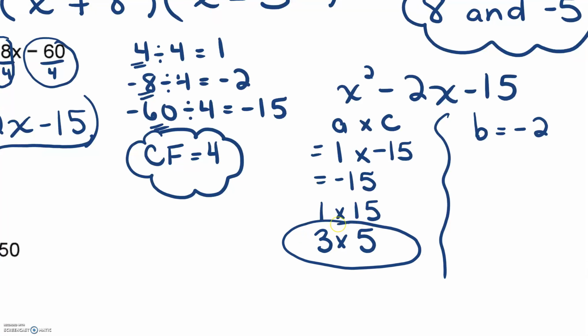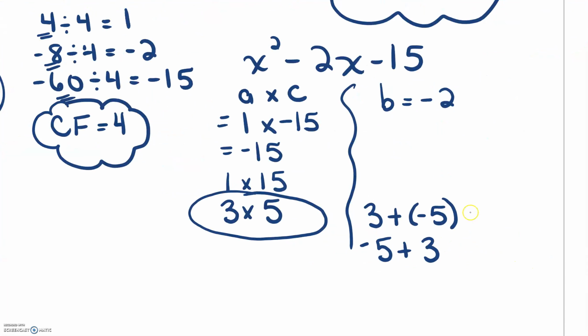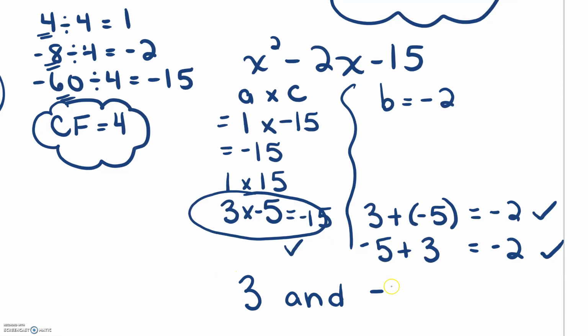But you can play around with 3 and 5. And the easiest way, I would say, is 3 plus negative 5 or negative 5 plus 3. It's your choice, whichever way you want to do it. But just make sure that the negative is with the 5 and not with the 3. So this works. Let's double check the multiplication. 3 times negative 5 is negative 15, so that works too. Which means our 2 numbers are 3 and negative 5.